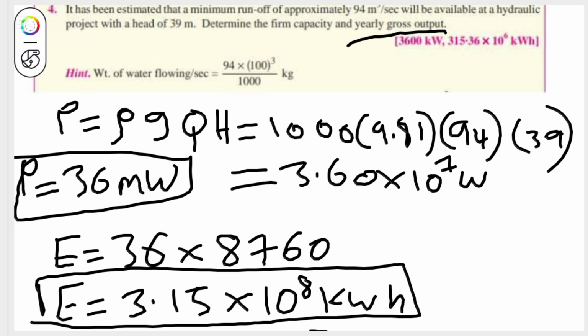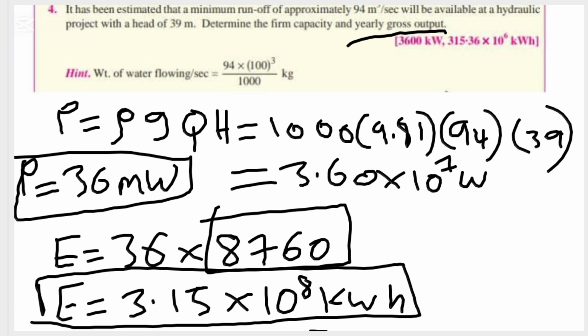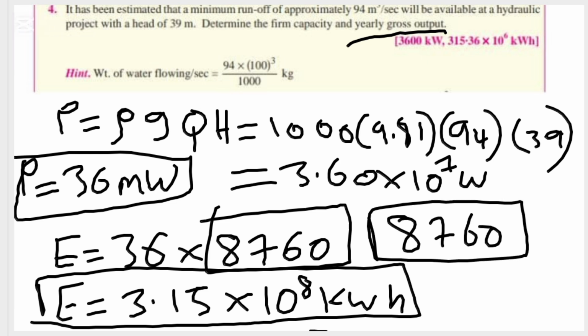For those of you that don't know the 8,760, you should check back my video whereby I explain this 8,760 and how you can use it in steam power station. So check the description of this video for the full lecture of it. So therefore we are done with this question.